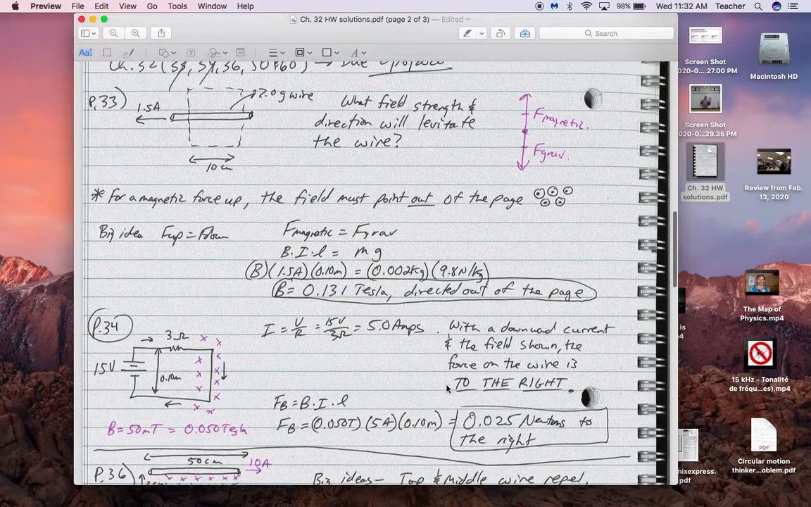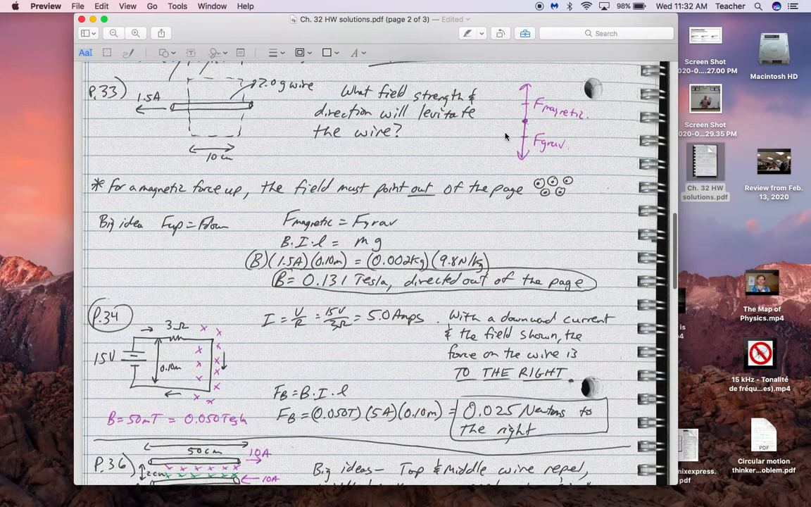For problem 33, this is a wire that's held. So this is similar to the example I did in class on Monday the 17th. Here we have a gravitational force down, but a magnetic force up. So we're trying to find the field strength and direction that would levitate the wire. So I'm going to use my flat hand rule, and the palm of my hand would point up, which is the direction of the magnetic force. The current is pointed to the right. So that means that the field would actually come out of the page.